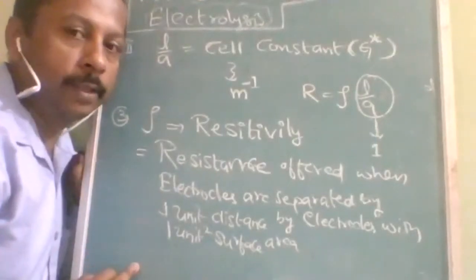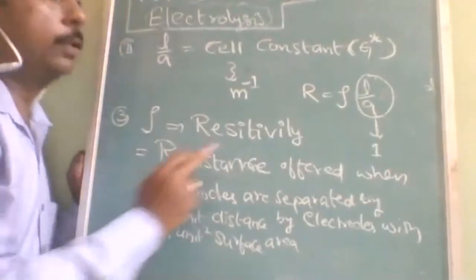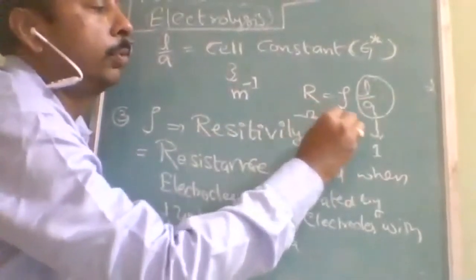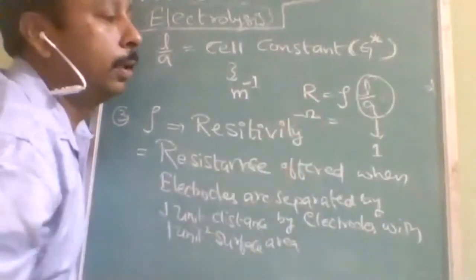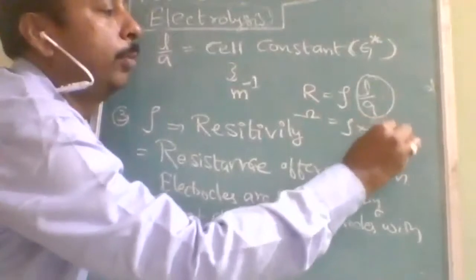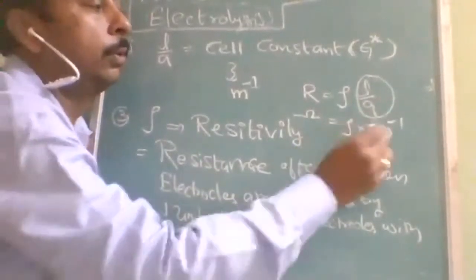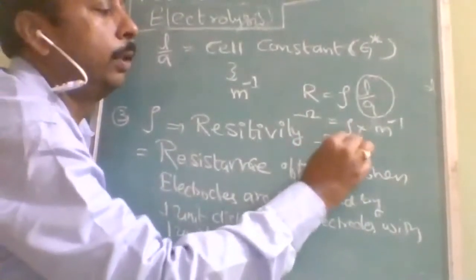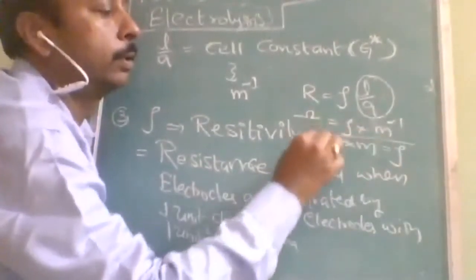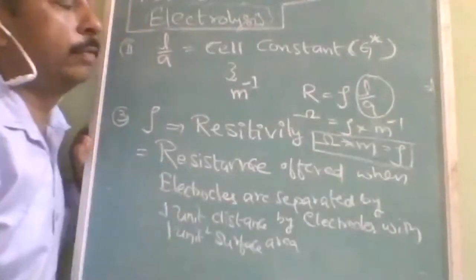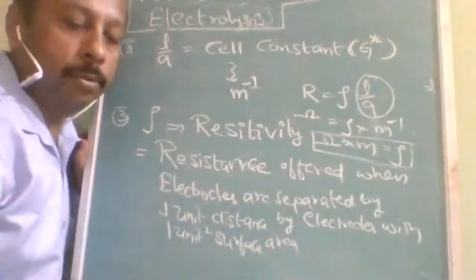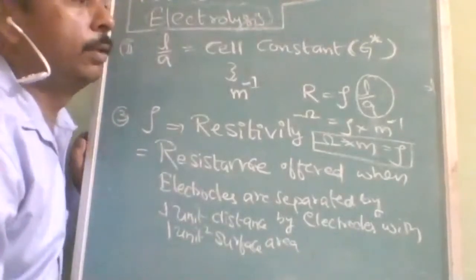What are the units of resistivity now? Resistance is in ohm, rho you don't know, and these units are meter inverse 1. So when it comes here, it is rho into meter. That will become the resistivity units. Resistivity units will be ohm into meter, ohm meter. Is it understood? I think now it is clear how it is derived.